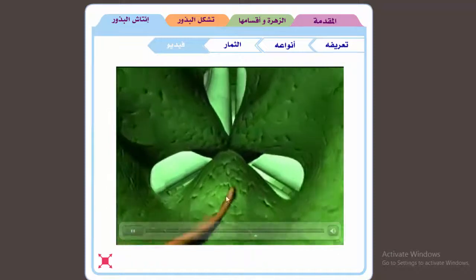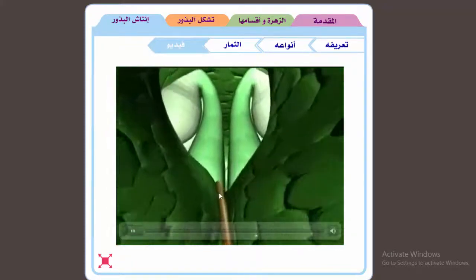When the pollen tube reaches the base of the style, it grows into one of the three ovaries.